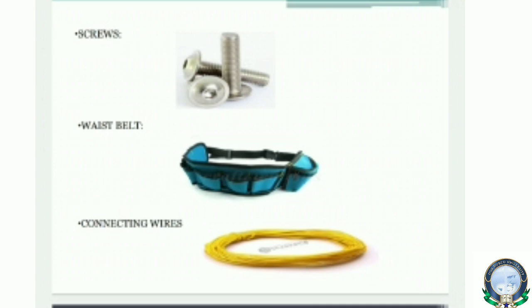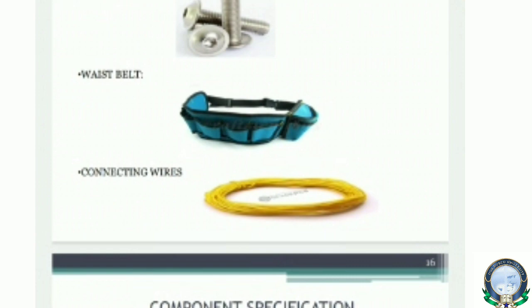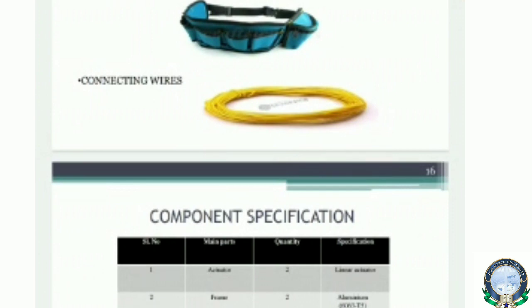Then we have the waist belt. It is a belt which will contain the power bank and the battery, and will be attached to the frame from both sides of the leg to give support to the frame. Then we have connecting wires. They will be used to connect the actuator and the controller to the power source.